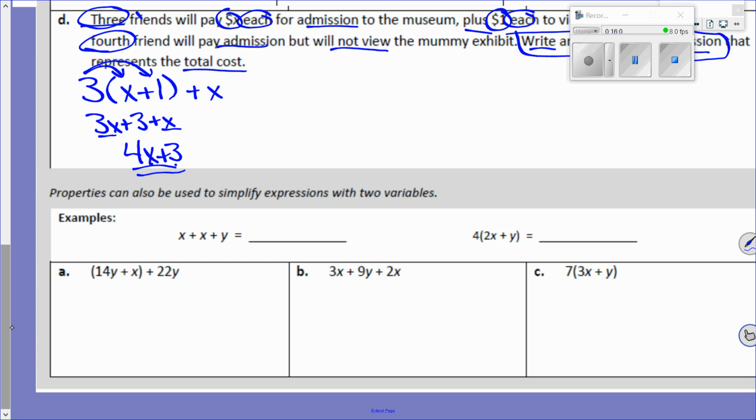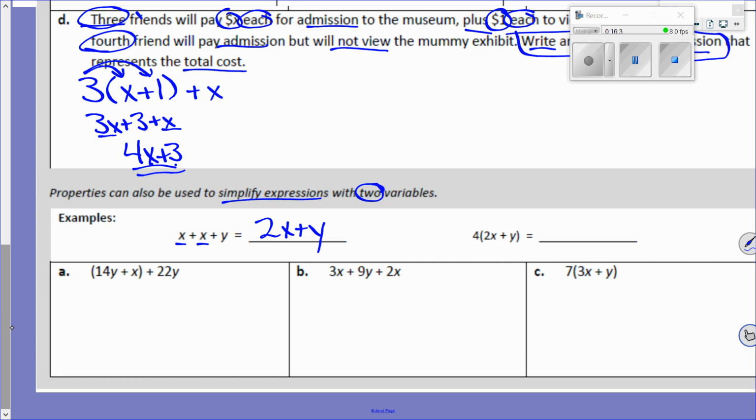Okay, now properties can use, guys, we can also simplify expressions with 2 variables. The number of variables really doesn't matter. I'm only looking for the ones that are alike, the like variables. So on the first example here, what's the like? X, so it'd be 2x plus y. Finally. Does anybody not see that? Again, the big factor being we're now adding versus multiplying.